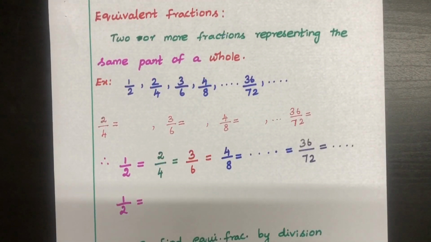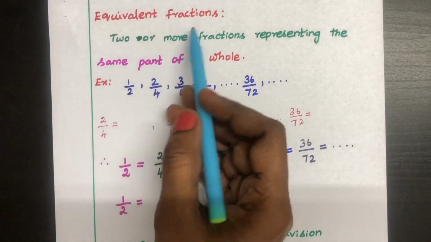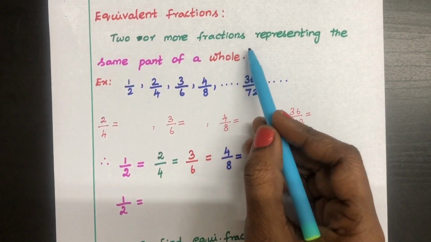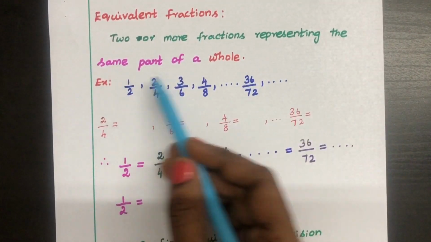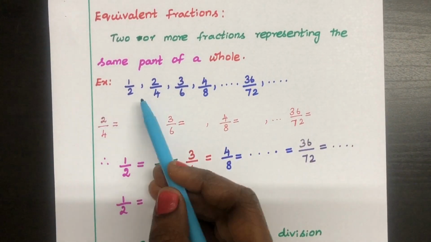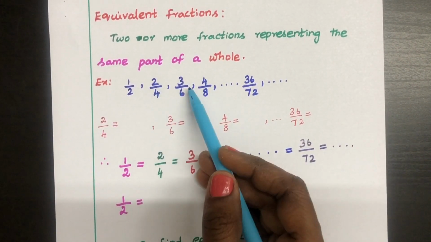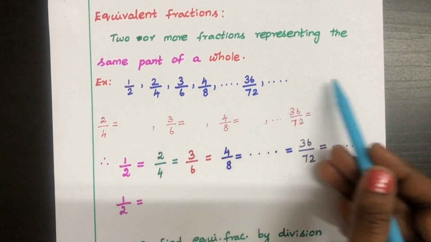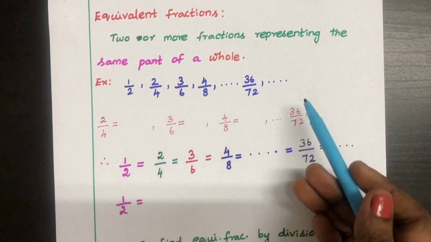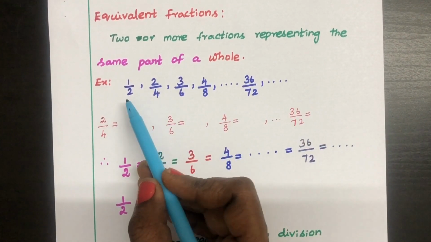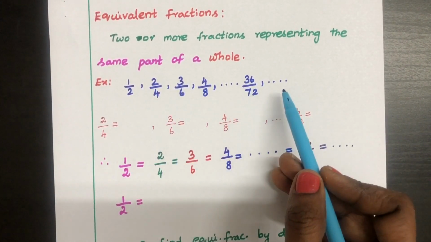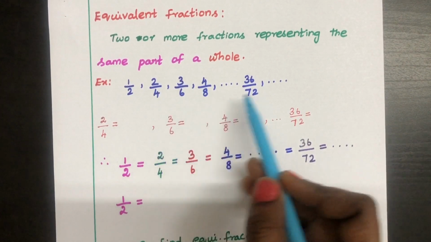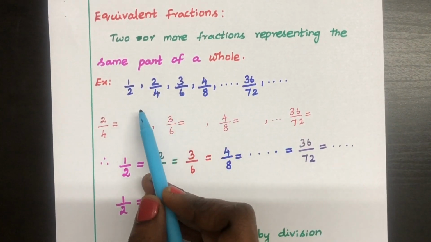Now, equivalent fractions. What is an equivalent fraction? Two or more fractions representing the same part of a whole. Example: 1 by 2, 2 by 4, 3 by 6, 4 by 8 and so on, 36 by 72. All are equivalent fractions, which means equal fractions. If you look, these are all different fractions, but for looking sake only. They are all equal.